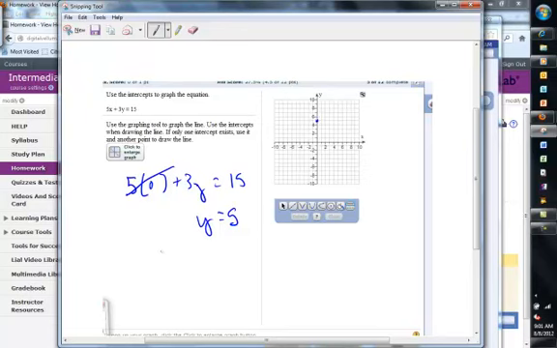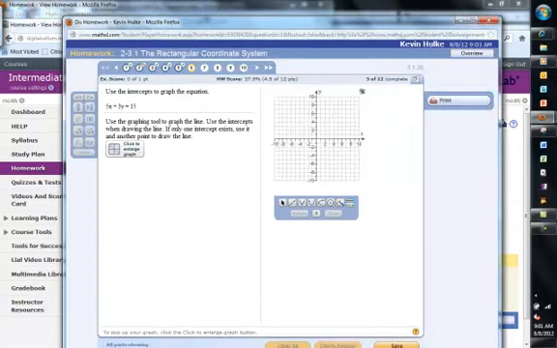Then we do 5 times x plus 3 times 0 equals 15. So this will cancel, and then we'll get 5x is 15, which means x is 3. So if y is 0, x is 3, and there will be our line. So 5 and 3.